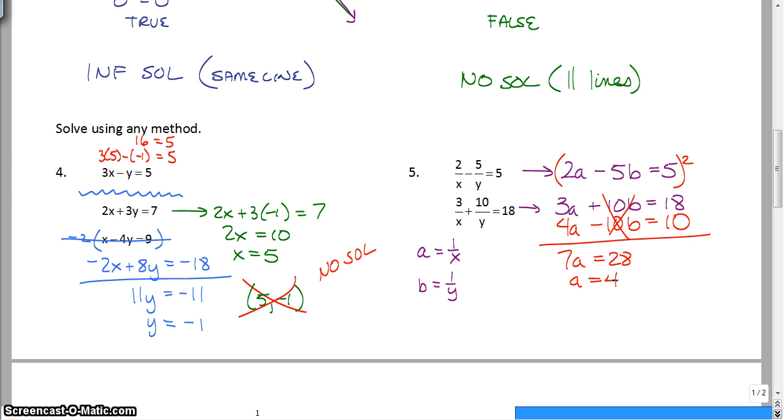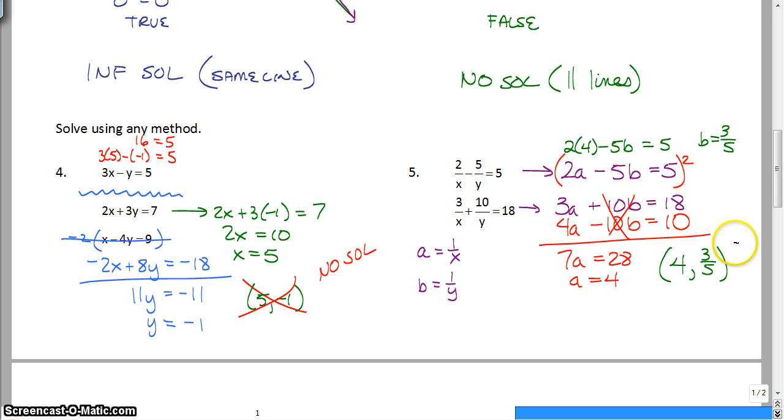Now we're going to take the a equals 4 and we're going to substitute it back into one of our original equations that we modified with a's, because that'll just make it easier. So then we're just going to have 2 times 4 minus 5b is equal to 5. And then we're just going to solve for b. And we're going to end up getting b is 3/5. So a comma b is 4 comma 3/5.